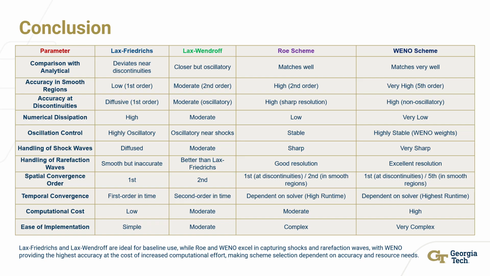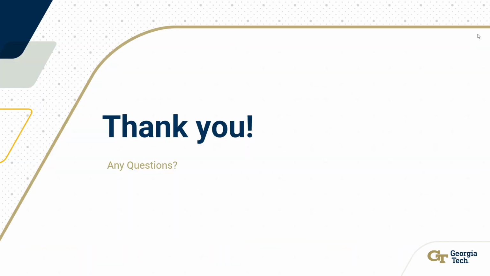For real-world applications, Roe and WENO schemes stand out, with WENO being the top choice for problems where accuracy outweighs computational cost. The choice of the scheme depends on the trade-off between computational resources and the required accuracy for the problem at hand. In conclusion, each scheme has its strengths and limitations. By understanding this, we can choose the most suitable method for the specific requirements of a problem. Thank you.